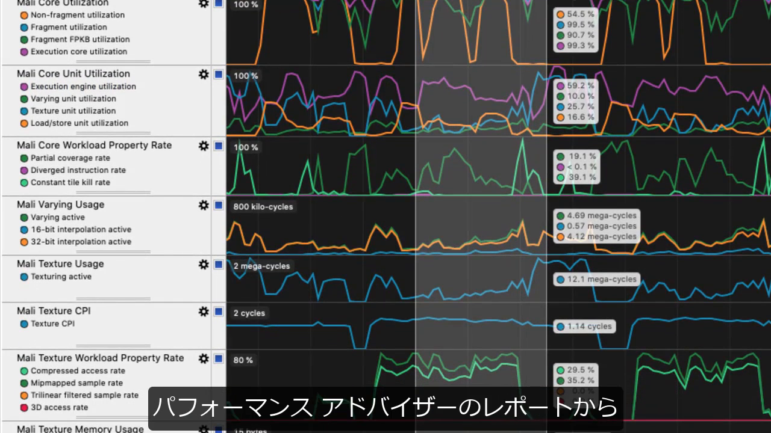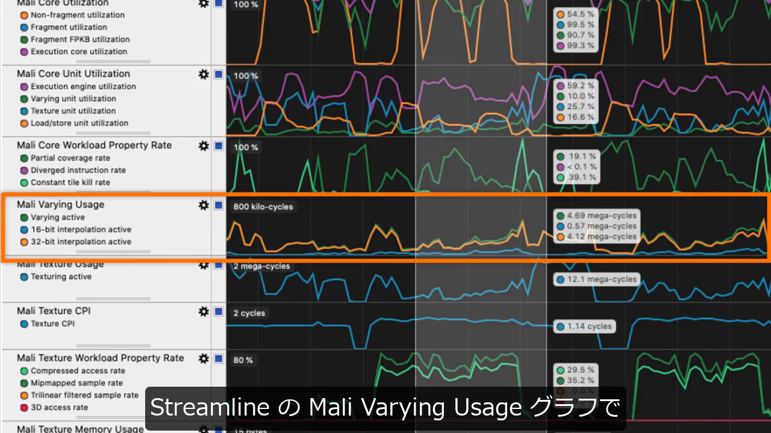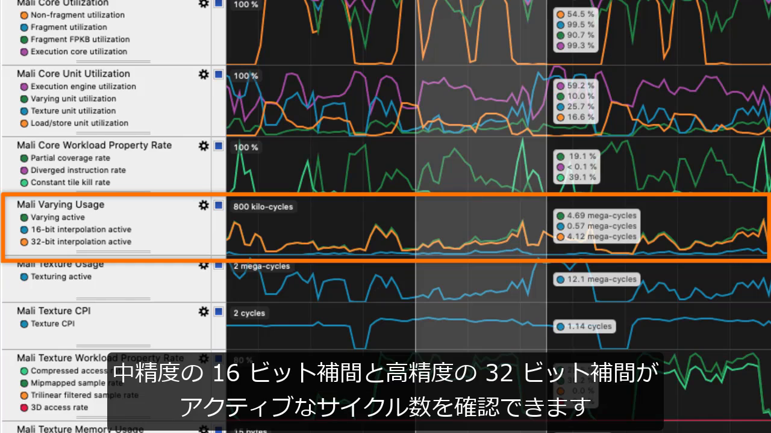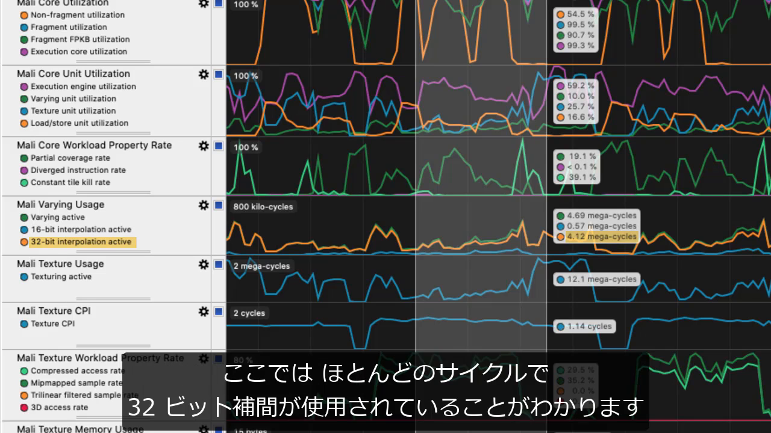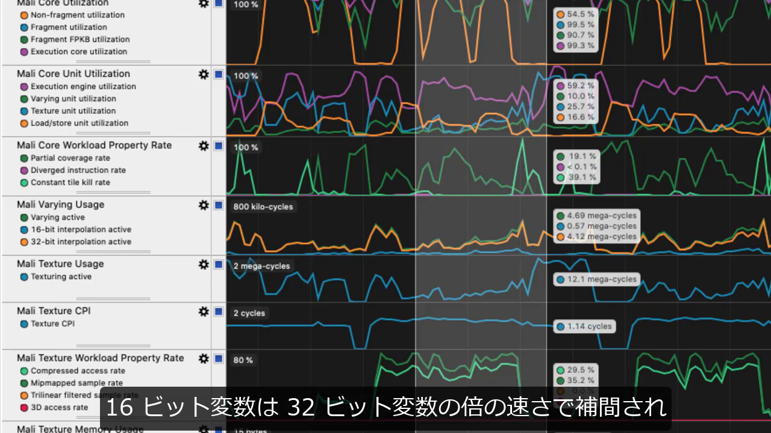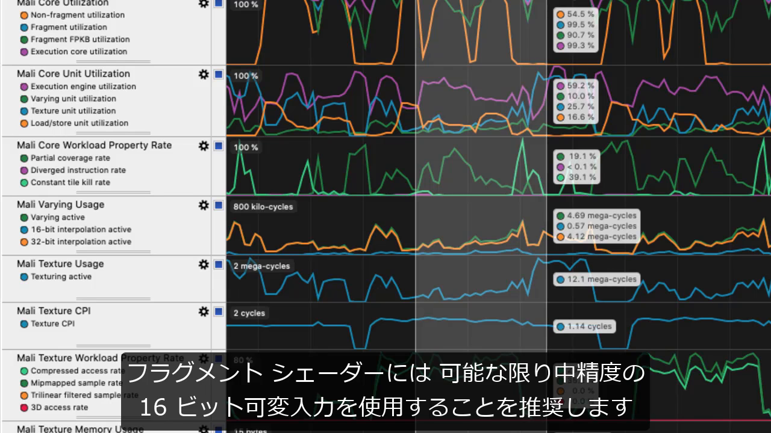Through the Performance Advisor report, we learned that our shaders were too computationally expensive and that we could benefit from reducing the precision. In Streamline, we can use the Mali varying usage chart to see the number of cycles where 16-bit medium precision or 32-bit high precision interpolation is active. Here we can see that 32-bit interpolation is used in most cycles. 16-bit variables interpolate twice as fast as 32-bit variables and use half the space in shader registers to store interpolation results, so it's recommended to use mediump 16-bit varying inputs to fragment shaders whenever possible.